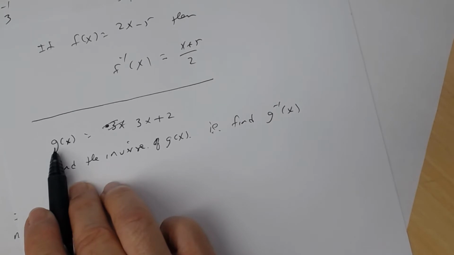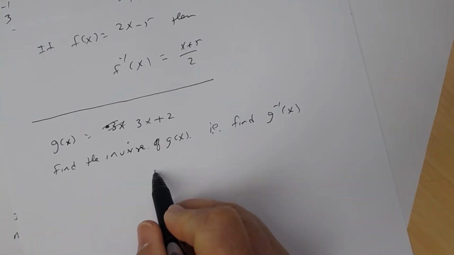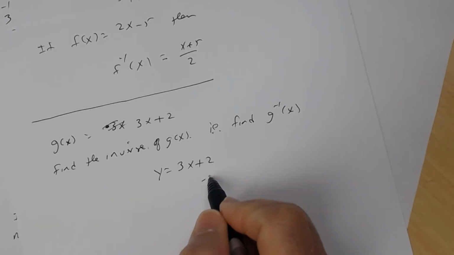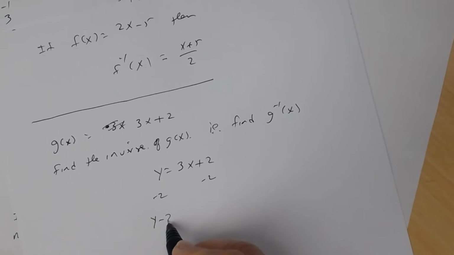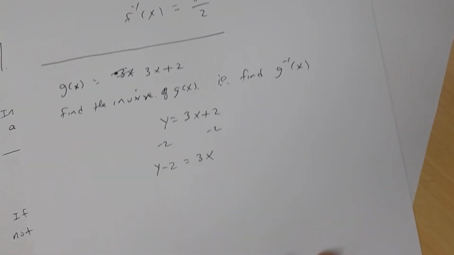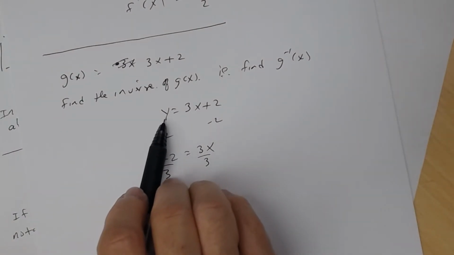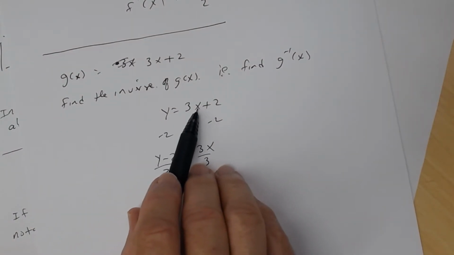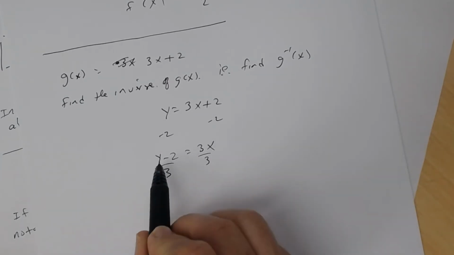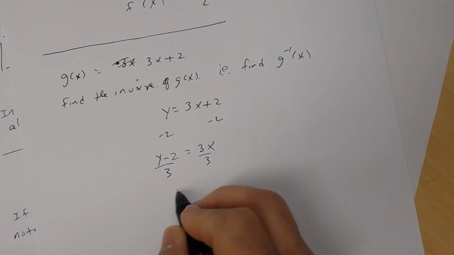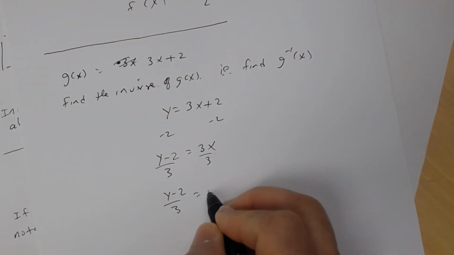Remember g of x means the same thing as y, so I'm going to put this as y right now. So I have y equals 3x plus 2. Let's just get x by itself. Remember the inverse will undo the addition. So instead of adding 2, I'm going to subtract 2, and I get y minus 2 equals 3x. Then I'm going to divide both sides by 3, and I get x back. I went from plugging in for x and getting y, and now I'm going to plug in for y and get x back. So I get y minus 2 divided by 3 equals x.